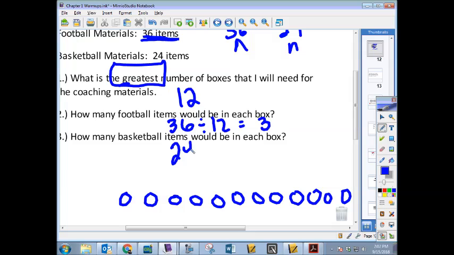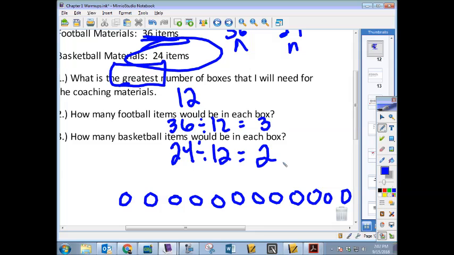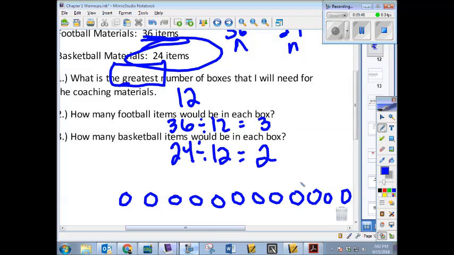For this one, it's going to be 24 total items for the basketball materials, divided by 12 boxes again, and I'm going to get 2. And then, of course, if it asked how many total items in each box, we would add 3 and 2. Right?